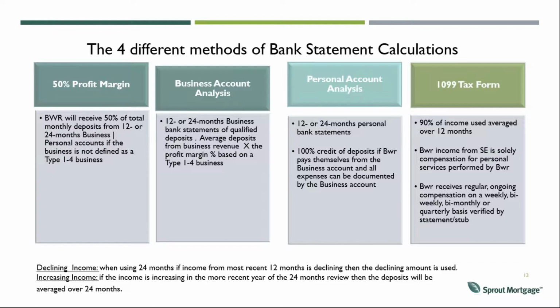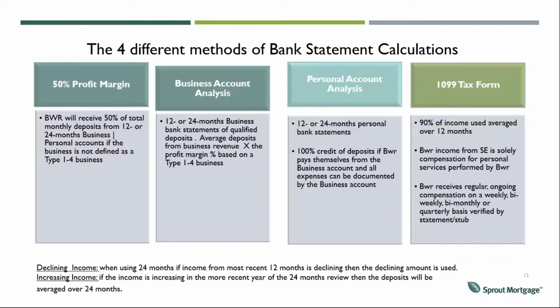On the 1099 tax form method, the income is determined by 1099 as an alternative to business or personal analysis methods. The following requirements have to be met. Self-employment income must be derived from personal services performed by the borrower, and the borrower must receive regular ongoing compensation. Under the 1-year option, income is calculated by taking 90% of the income that's reported on the 1099 and averaging that figure over a 12-month period.